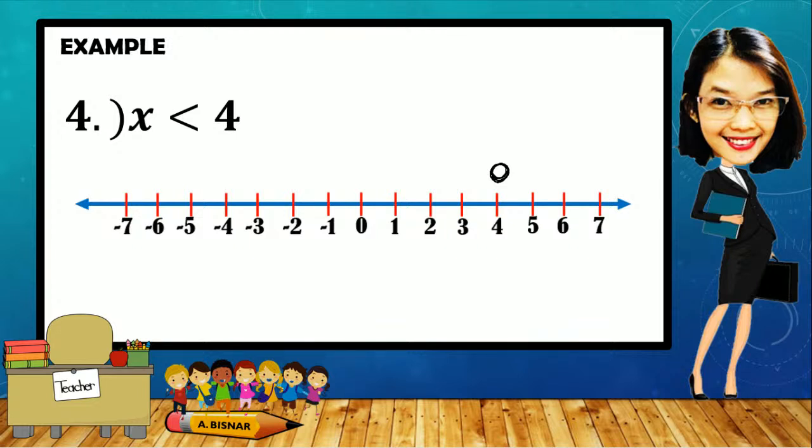Ano-ano yung mga numbers less than 4? Ito yung madali lang. So, the numbers that are less than 4 are 3, 2, 1, 0, at saka lahat ng mga negative. Yan. So, ganito lang yung gagawin. We will draw a line papunta sa kanila and then arrow.